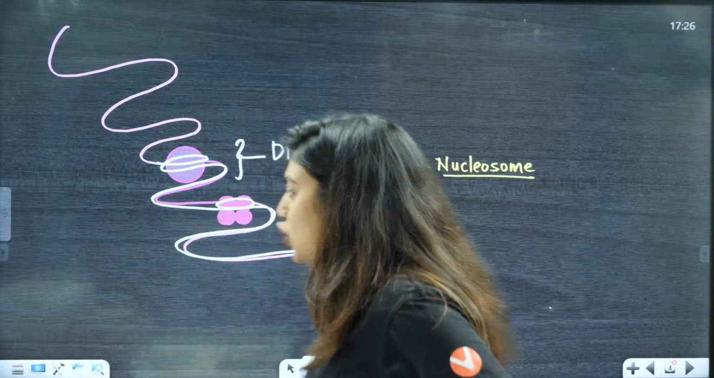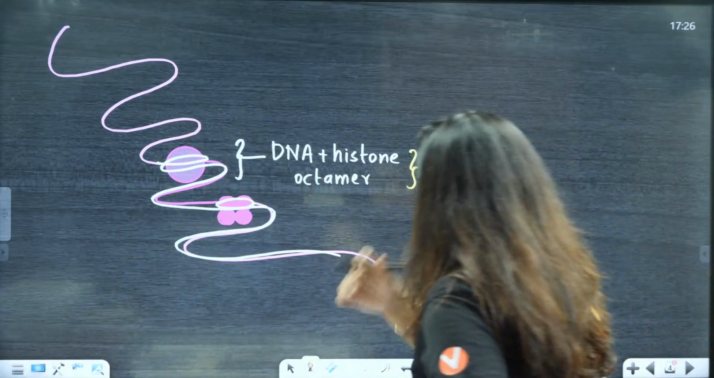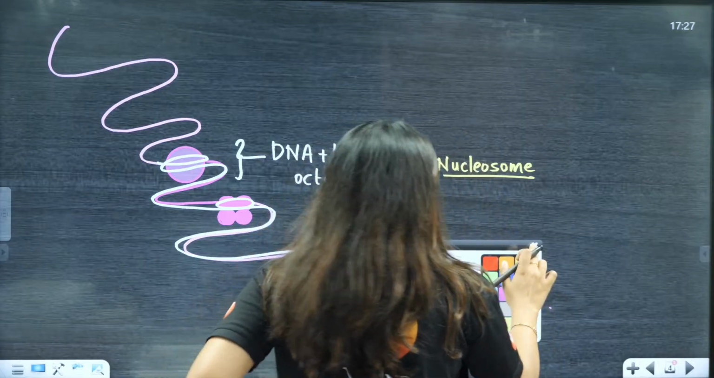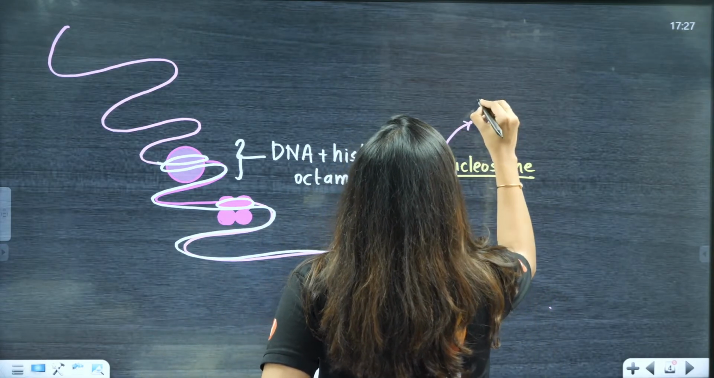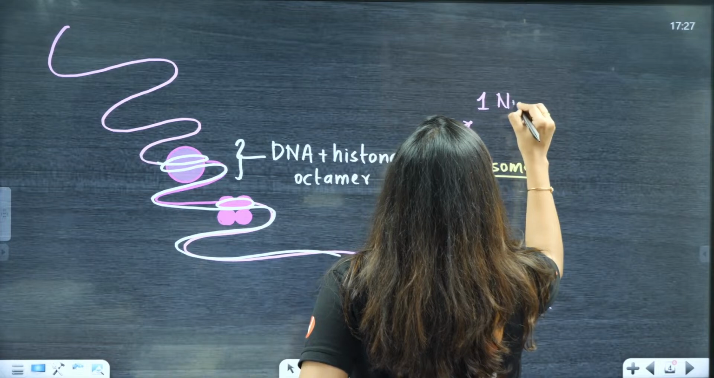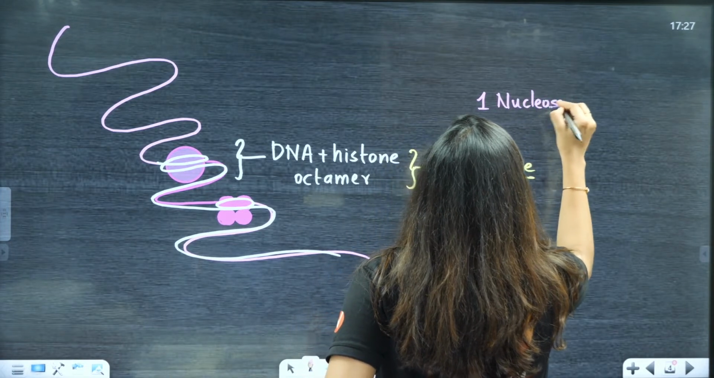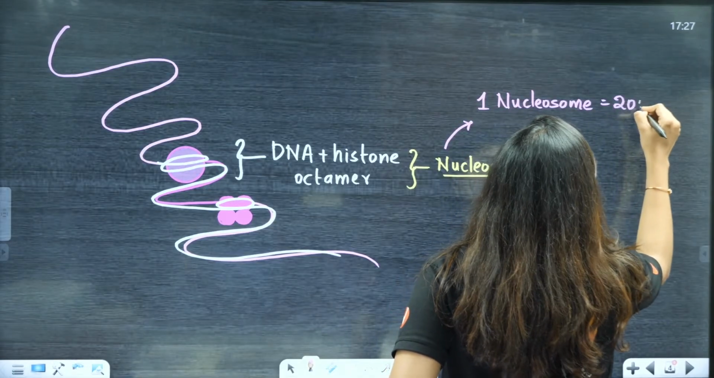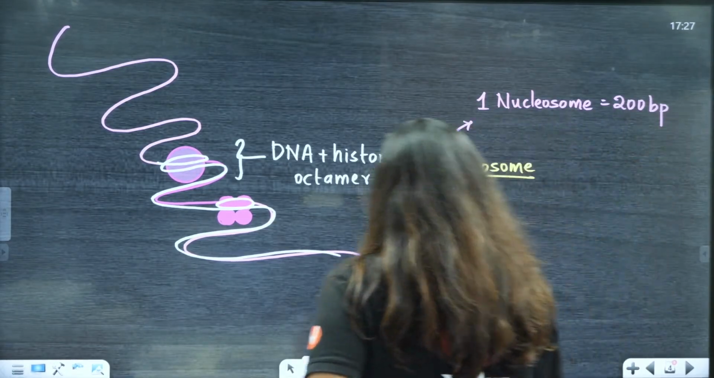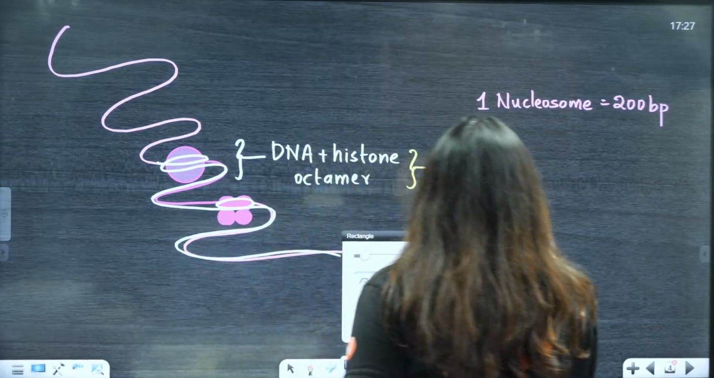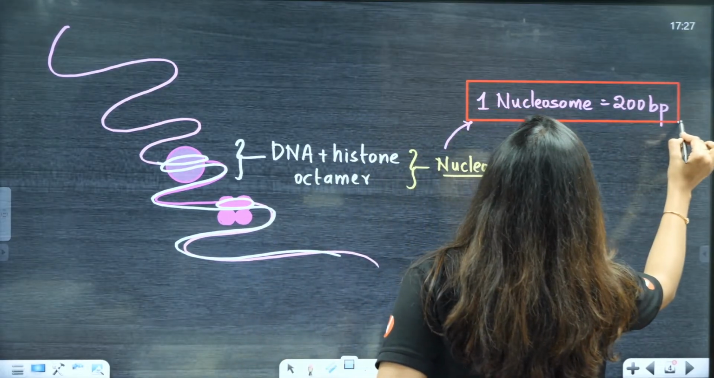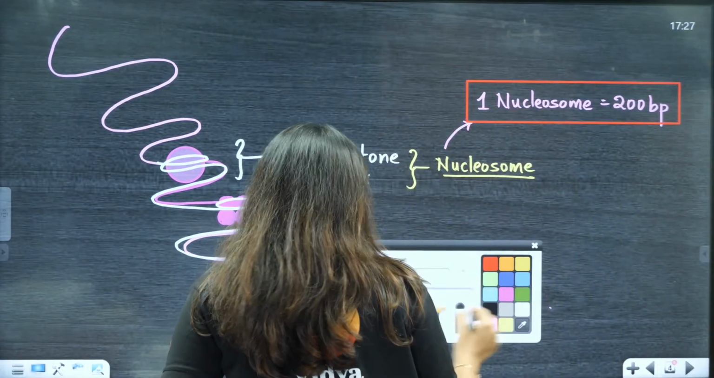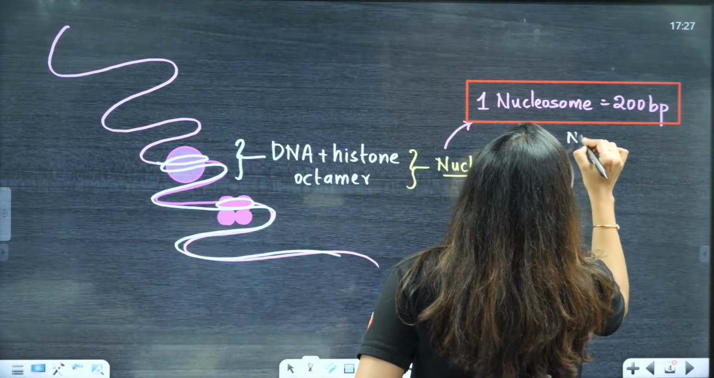Okay, done. So, students, one nucleosome, remember this, NEET point of view very important, one nucleosome will have 200 base pairs. Okay, what will they have? One nucleosome will have 200 base pairs. Okay, NEET point of view very important.